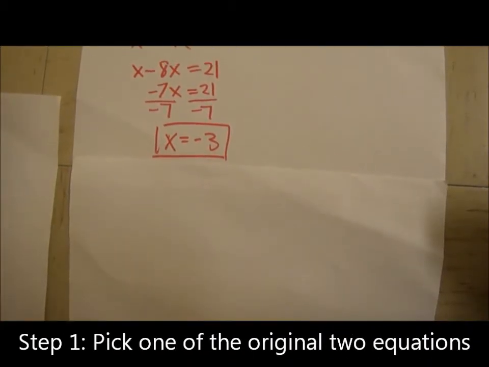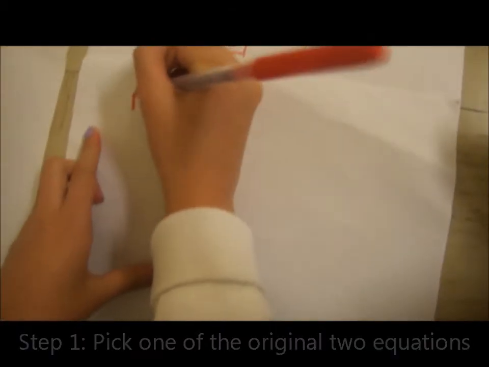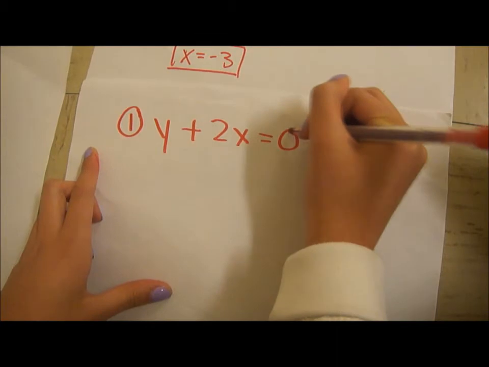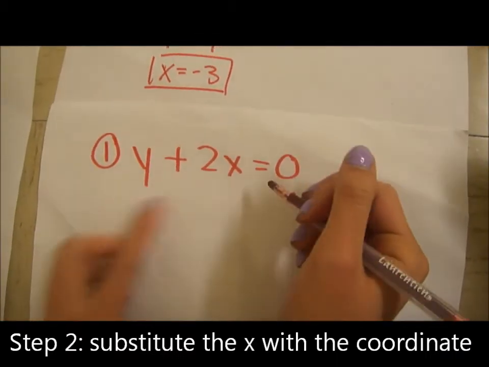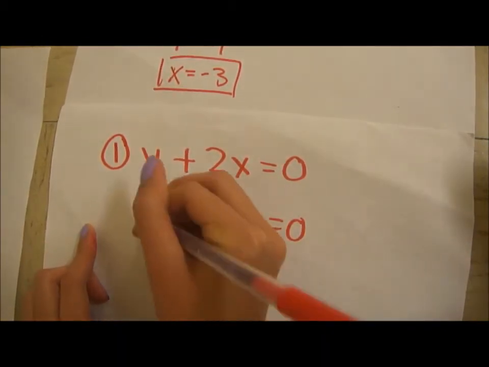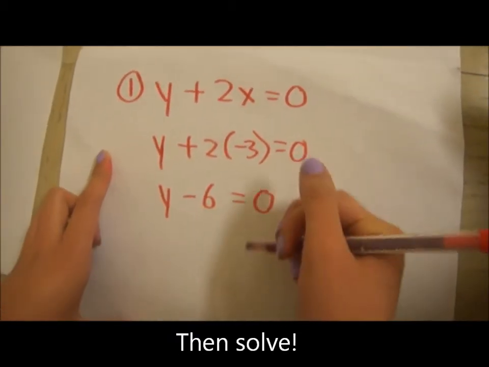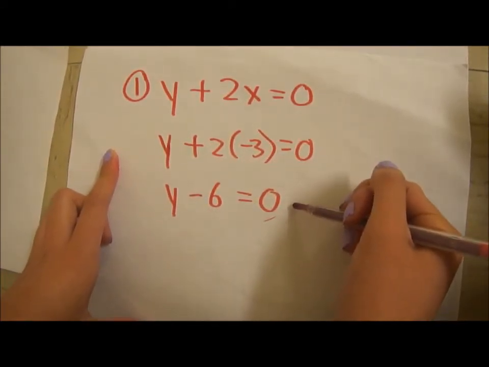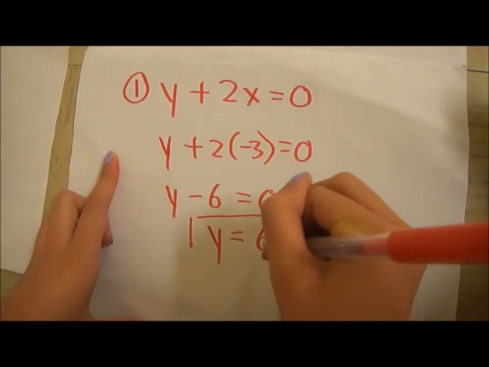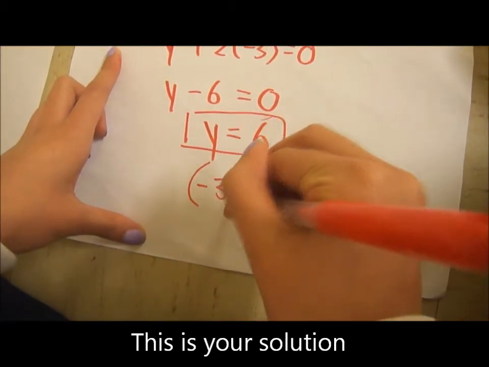To find y, you just pick one of these equations to put x into. I'm going to pick equation 1 because it's easier. y plus 2x equals 0. And then I put negative 3 here. So it becomes y plus 2 times negative 3 equals 0. 2 times negative 3 equals negative 6. And then I bring negative 6 to this side, so y equals 6. The coordinates for this system are negative 3 and 6.